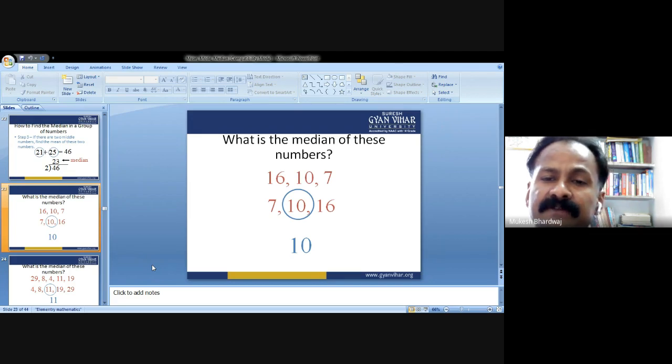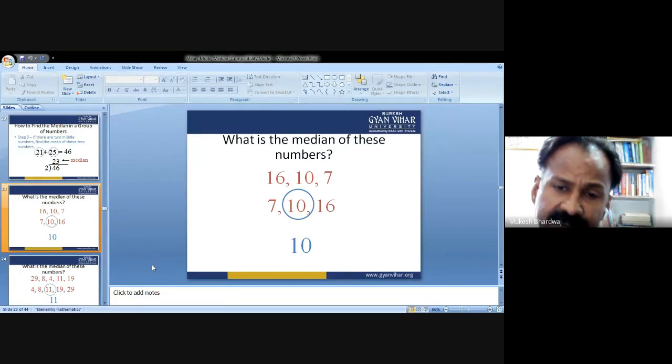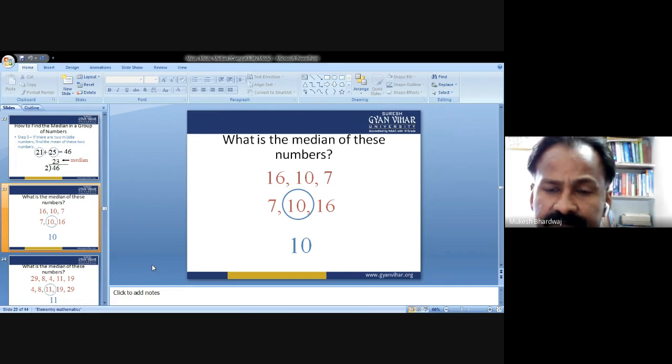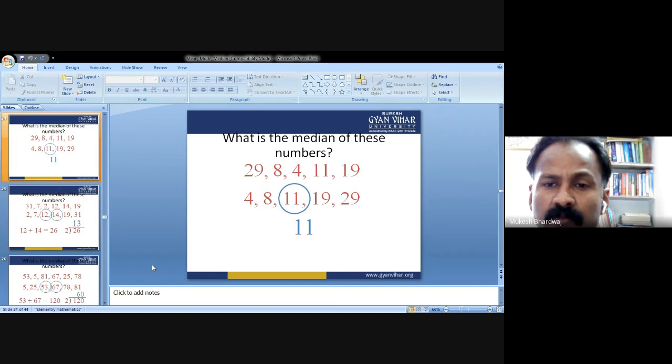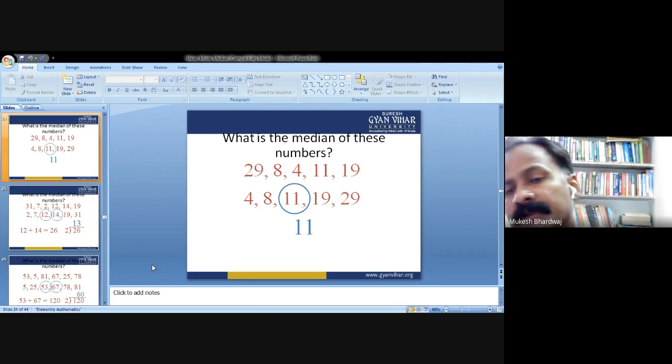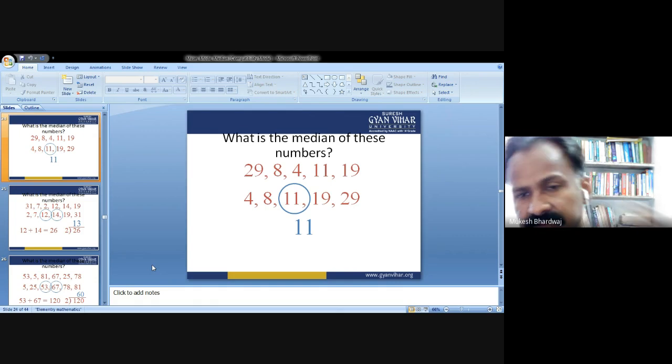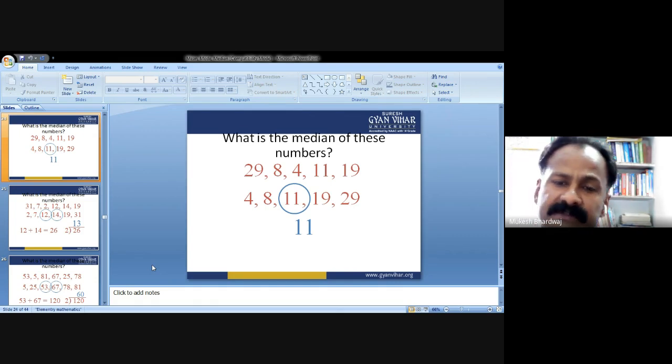Now, what is the median of the series when the data provided is 16, 10, 7? Three numbers are provided to you. Arrange the data in increasing order: 7, 10, 16, and 10 is obviously the median. What is the median of these numbers? Arrange the data again in increasing order, and by counting, it is an odd number of values. You just pick out the middle value. 11 is the middle value or median.